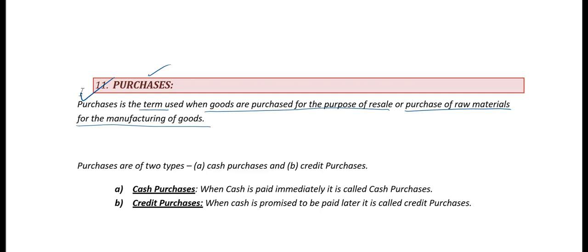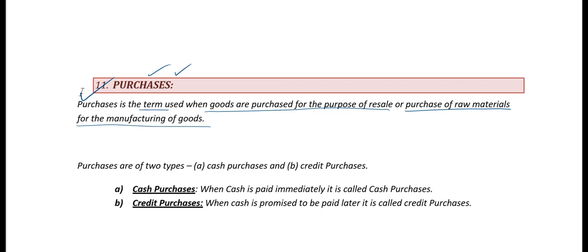Let's say a footwear manufacturing company purchases leather for the purpose of manufacturing into shoes. Then when it purchases leather, the term used is purchases. Remember that when assets are purchased, it is not termed as purchases. Let's say the stationery shop purchases furniture for cupboards. The term used for the purchase of assets is not purchases. Only when there is purchase of goods meant for the purpose of resale, the term used is purchases.